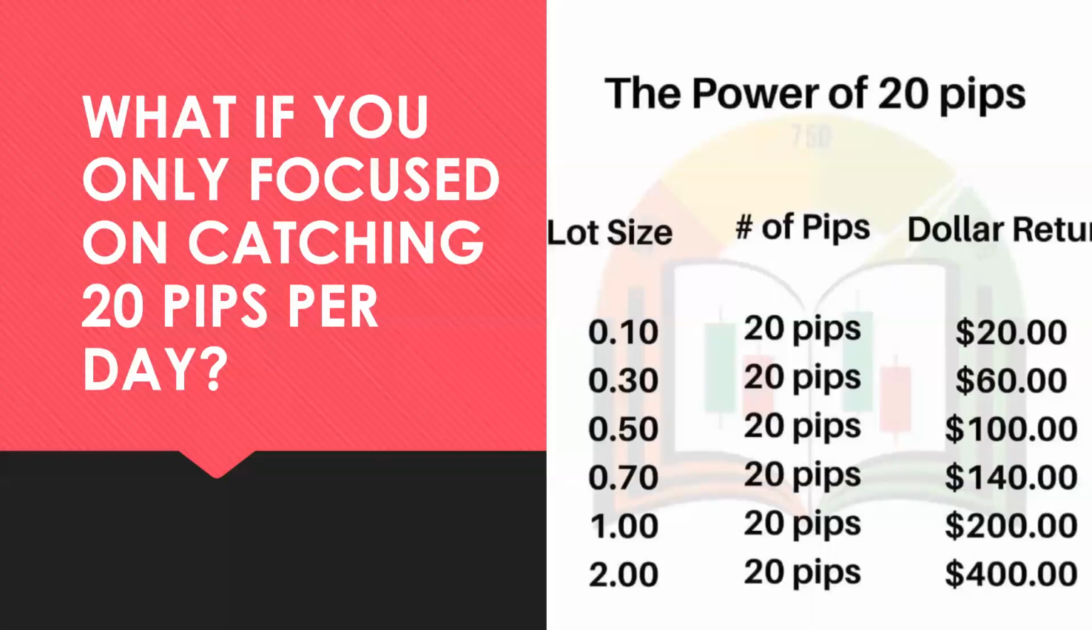At a standard lot, a 1.00, which is $10 per pip at $200 a day, what would have been our profit so far for the week? $600. At a double standard lot size, $20 per pip, at 20 pips a day, today's Wednesday, what would have been our profit so far? $1,200.